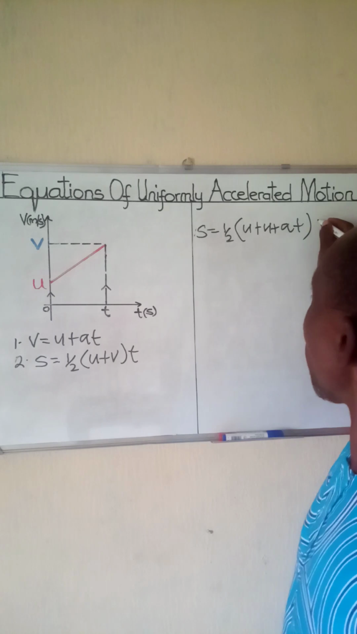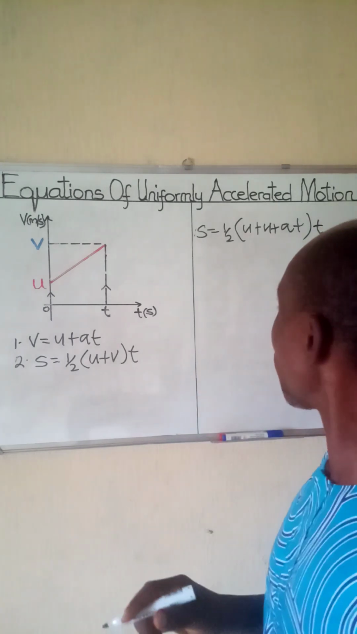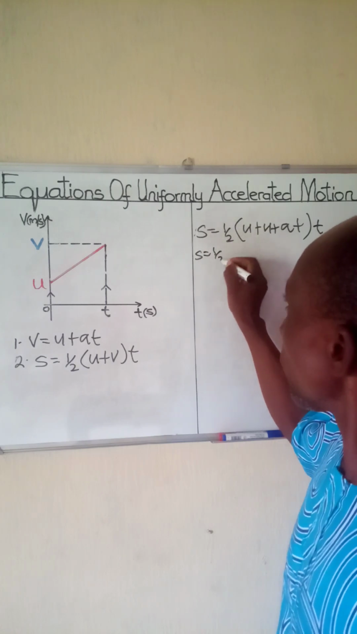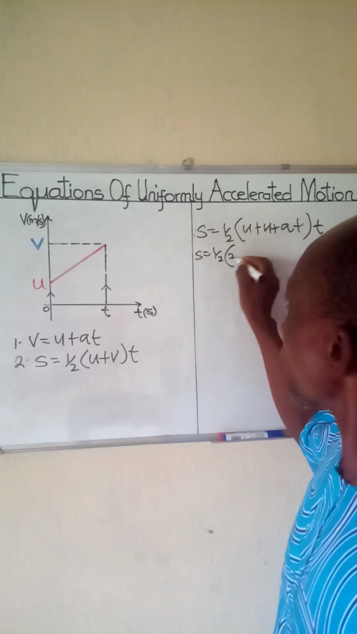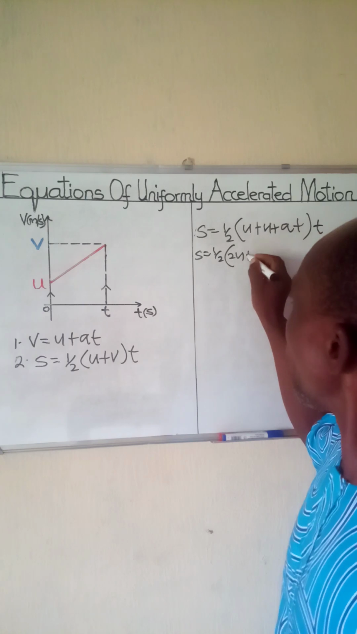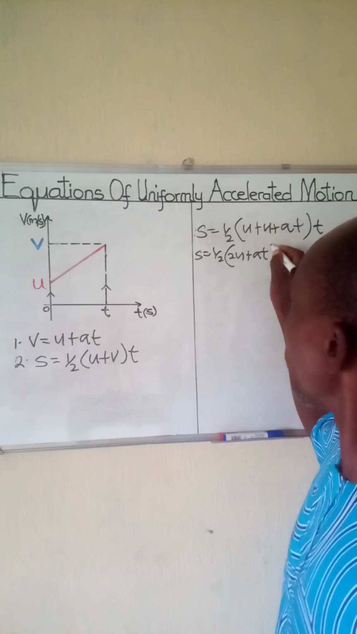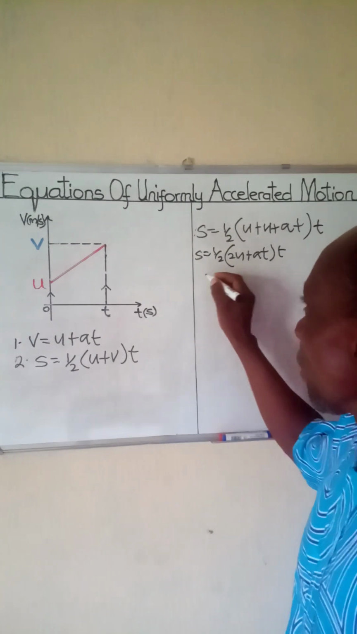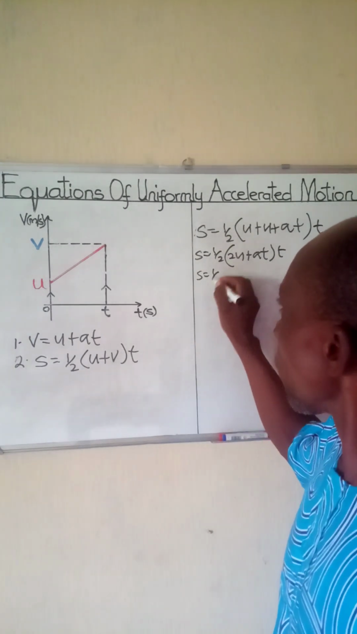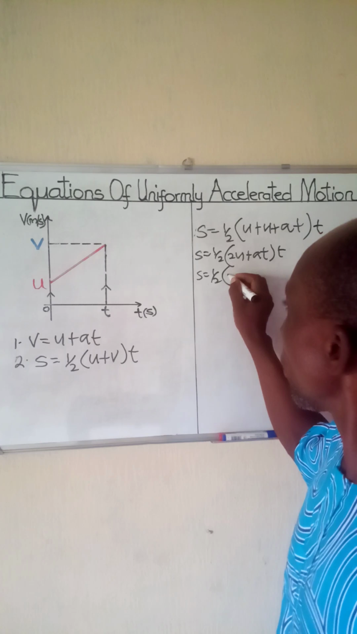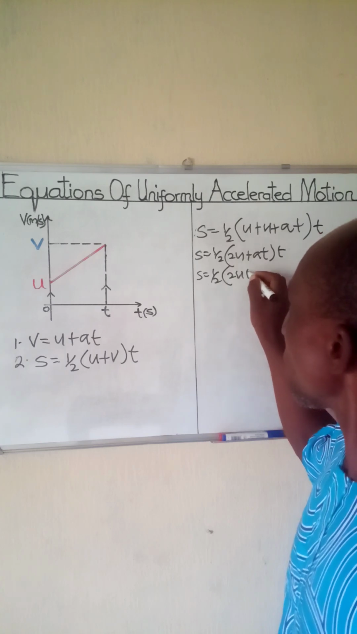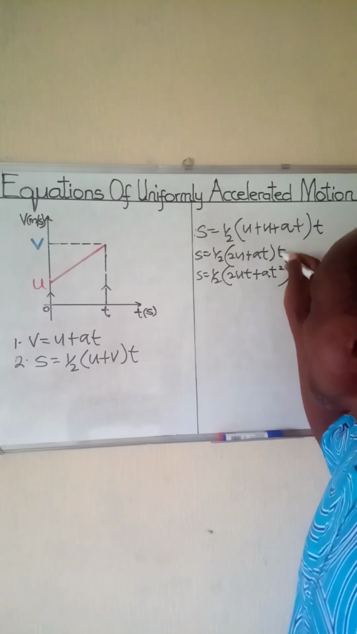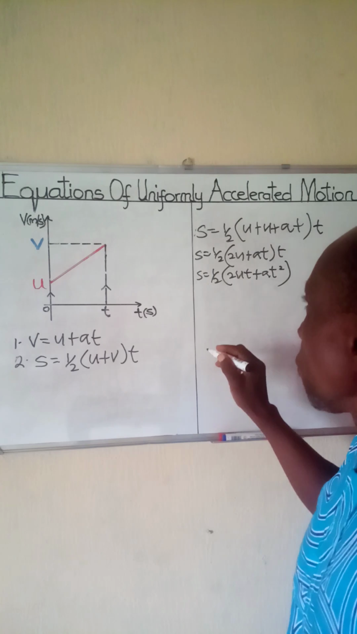Still multiplied by T. So we have that. All right, so here S equals half, U plus U, that will be 2U, plus AT, multiplied by T. So let's use this T and multiply everything there. So we will have that S equals half, 2UT plus AT squared. Take note, this times this is AT squared, this times this is 2UT.